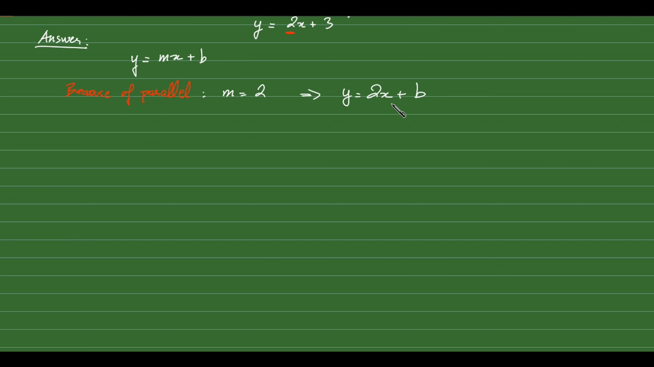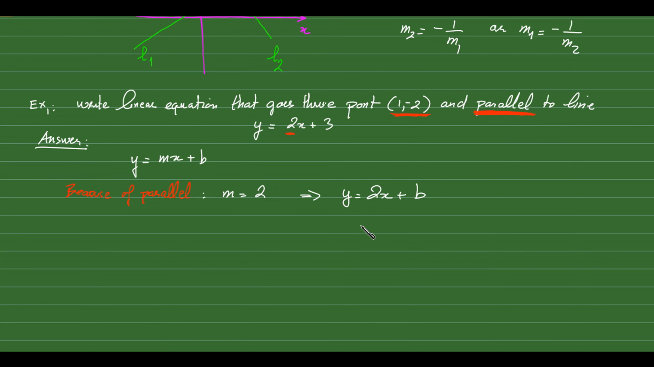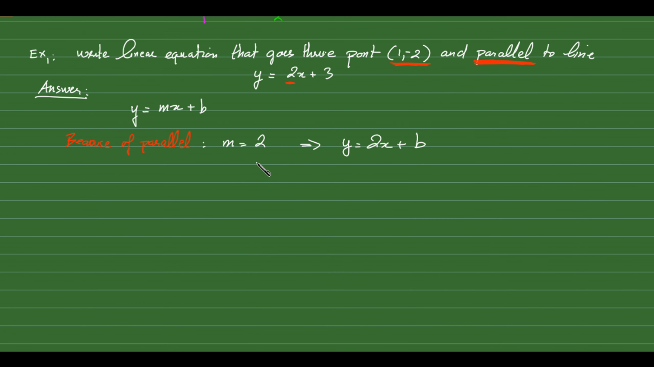Now we want to find b, and in order to find b, it's very easy because they already give you the point (1, -2). So I'm going to put over here, going through the point (1, -2), right? Erase this. Use a different color. It goes through the point (1, -2).